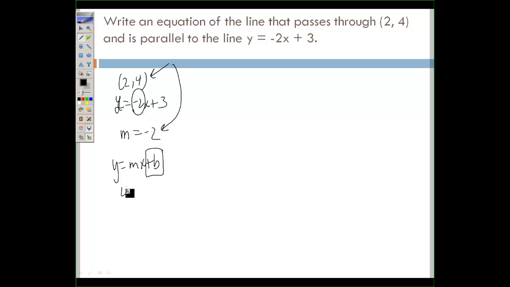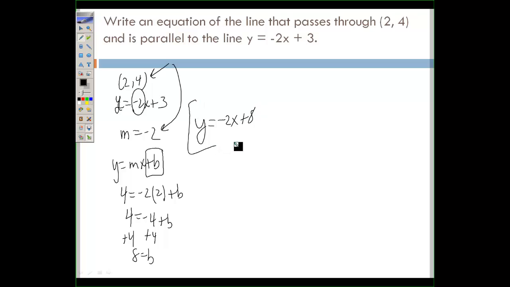So let's go ahead and plug some numbers in. 4 = -2 times 2 + b. 4 = -4 + b, so we'll add 4 to both sides, and 8 must equal b. The equation of a parallel line that goes through the point (2, 4) would be y = -2x + 8. This is the solution.